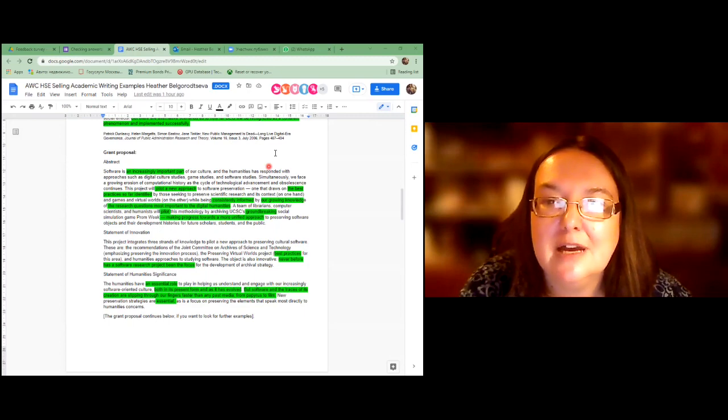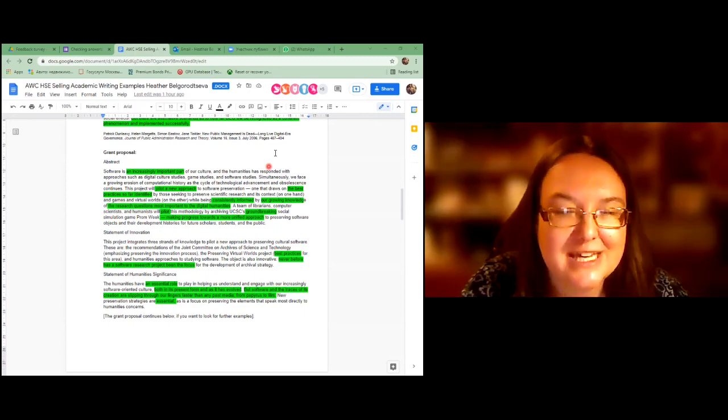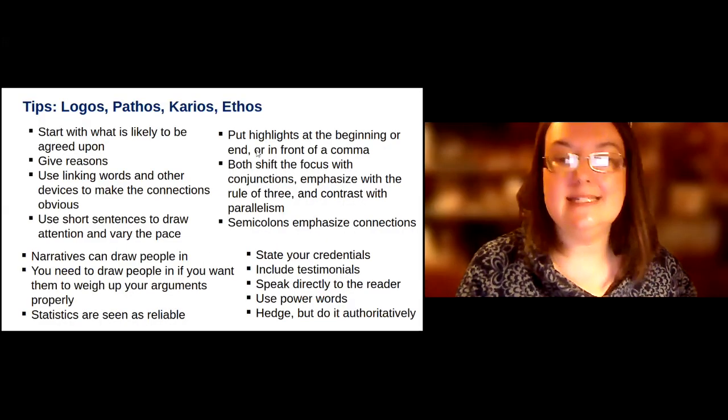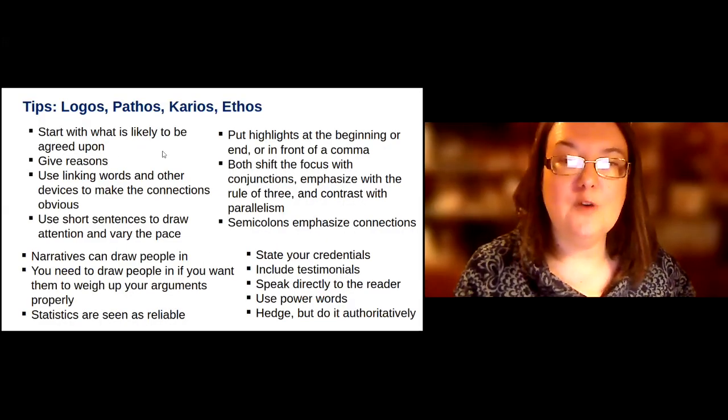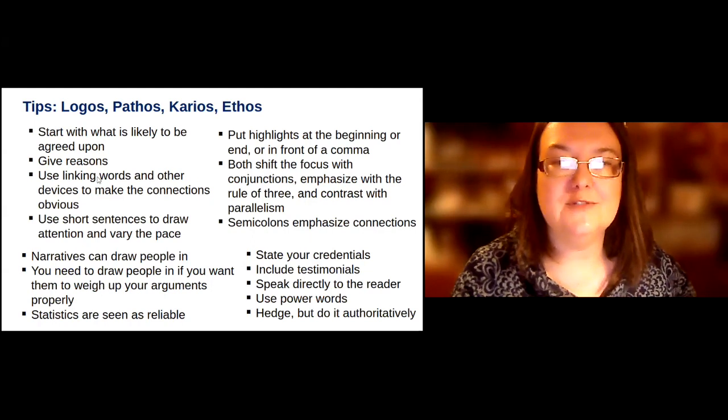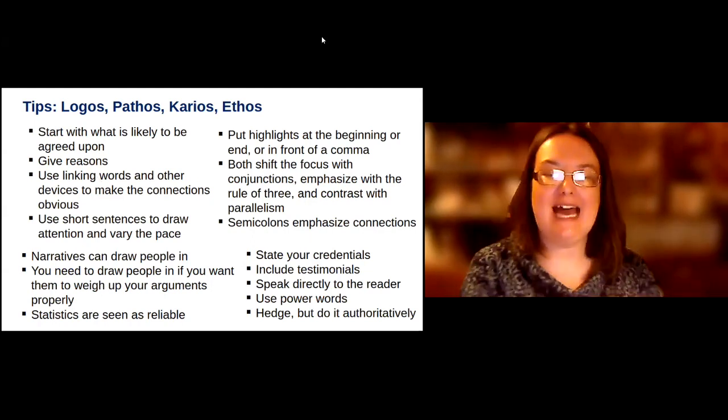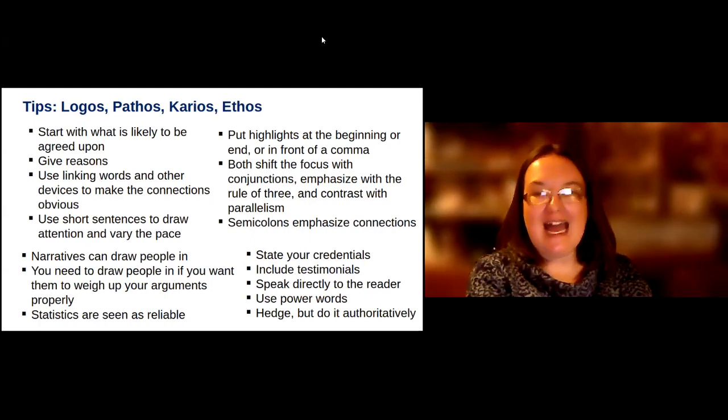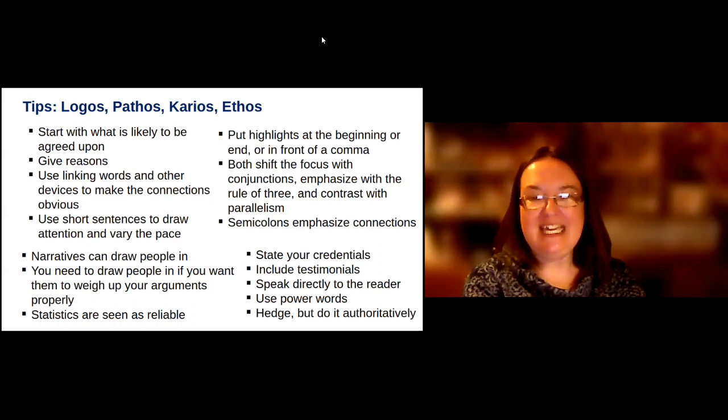So again, you wouldn't want to overdo it, but even in academic writing, there might be room for some of this kind of language and for some of these techniques. That's the summary. Okay, so these are all the four categories that we've been talking about, thanks to Aristotle, and all the tips that I've given over the course of this talk.